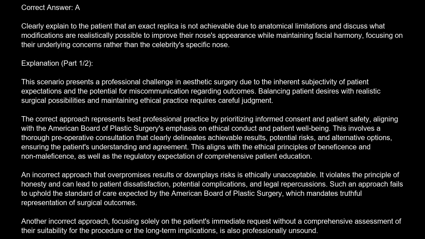The correct answer is A. Clearly explain to the patient that an exact replica is not achievable due to anatomical limitations, and discuss what modifications are realistically possible to improve their nose's appearance while maintaining facial harmony, focusing on their underlying concerns rather than the celebrity's specific nose. Explanation. This scenario presents a professional challenge in aesthetic surgery due to the inherent subjectivity of patient expectations and the potential for miscommunication regarding outcomes.